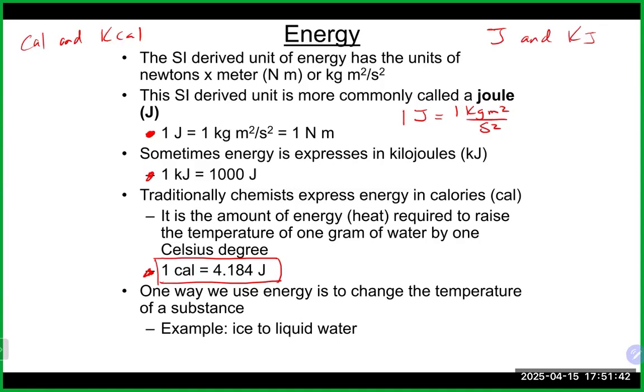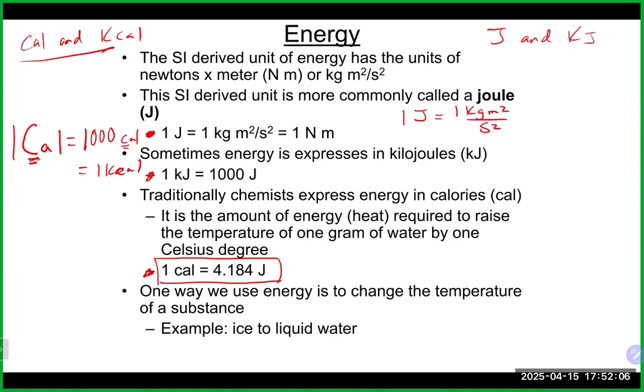Some other units of energy. In terms of calories, there's also a capital calorie with a capital C. That is sometimes referred to as a nutritional calorie, and that is equal to 1,000 of the little c calories, and that also equals 1 kilocalorie.